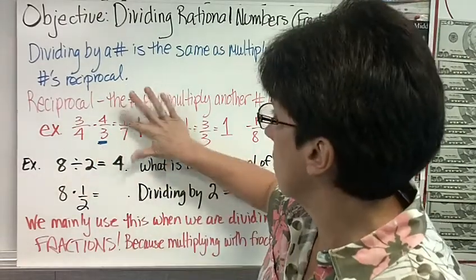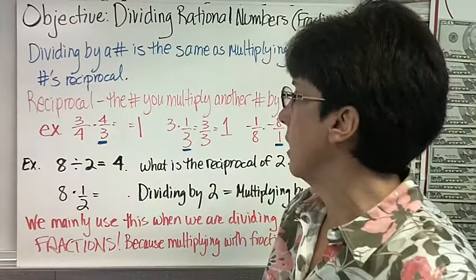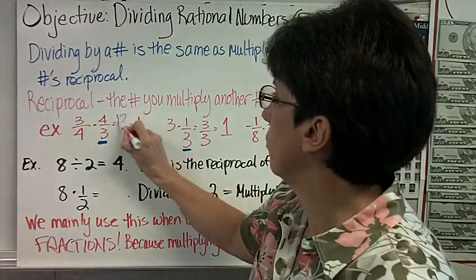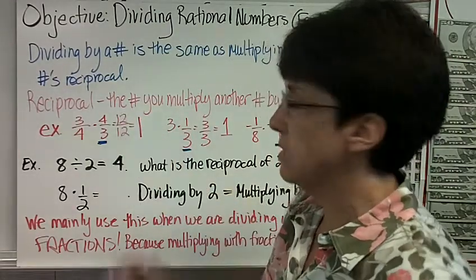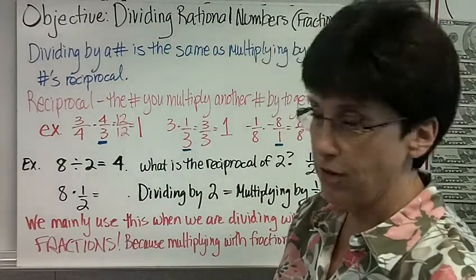Oh my gosh, look what I did. I added them. Because if you multiply them, you get 12 over 12, which is the same as 1. That was pretty funny, huh?